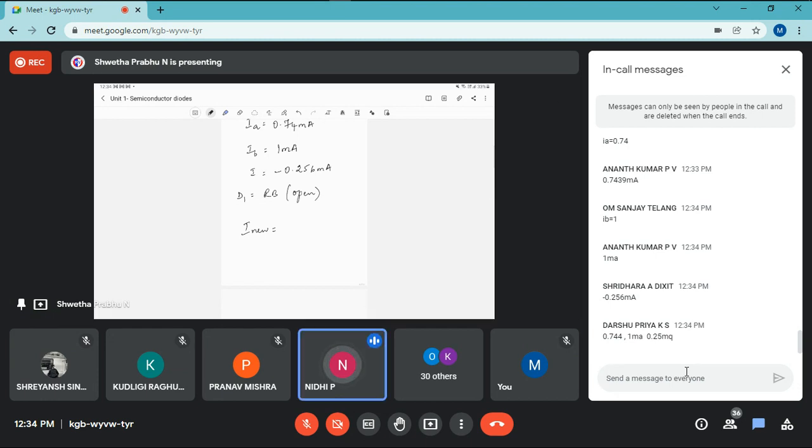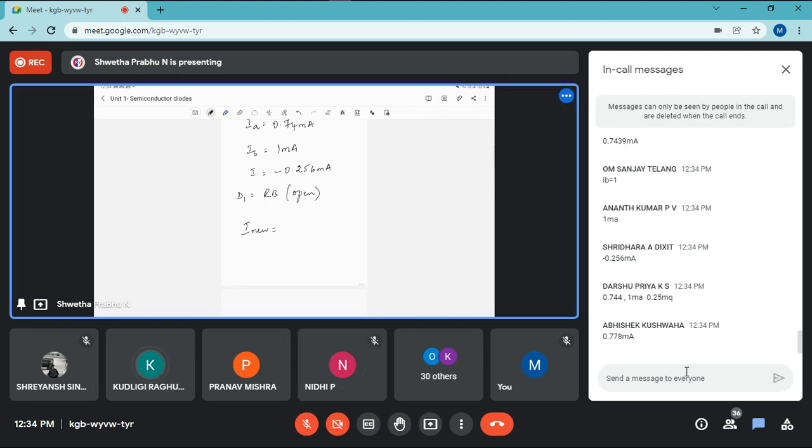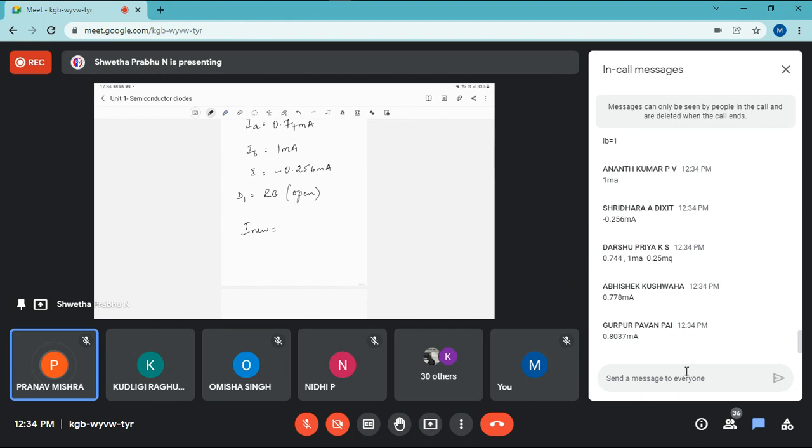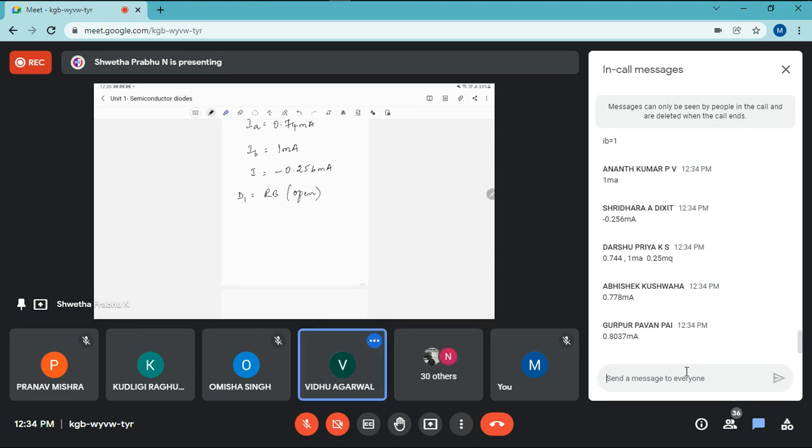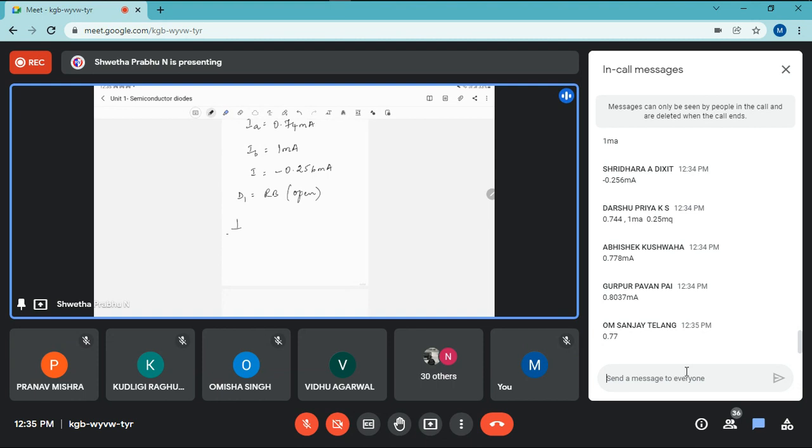Is it 0.317? No. Is it 2.92? 0.934? It's zero, right? Correct. It is 0.803. If you want me to write the circuit, I'll write it. Only the middle branch you make open. The circuit is like this.